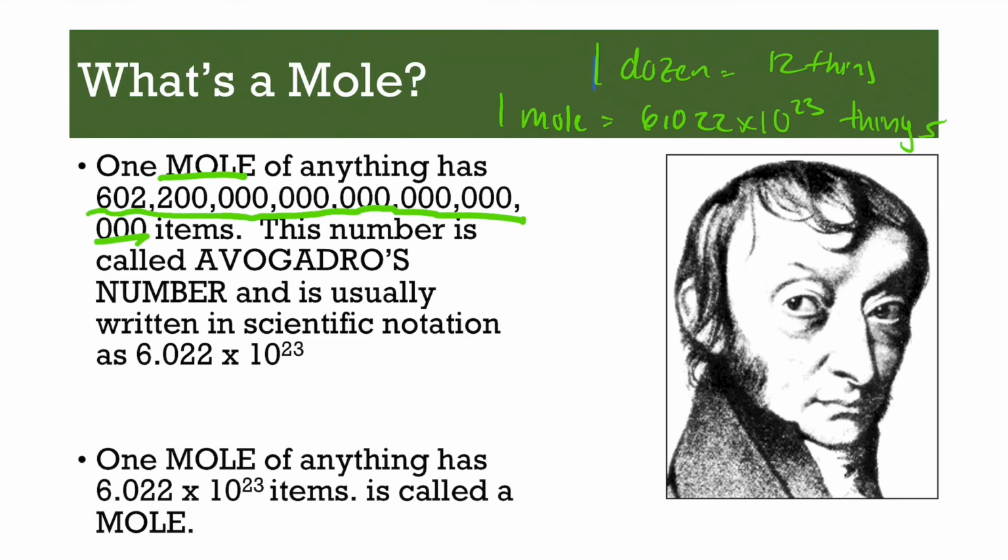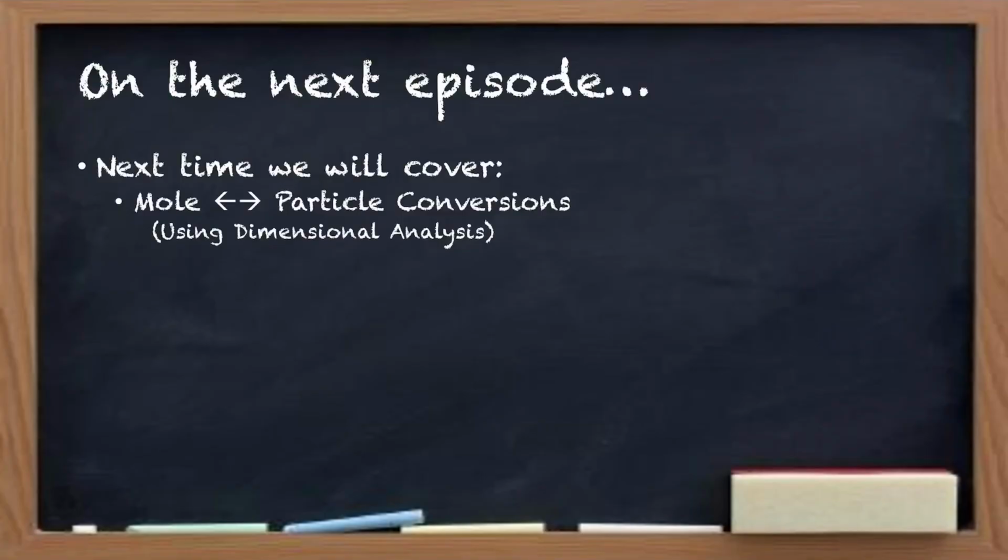So it's like 1 dozen is 12 things. 1 mole is 6.022 times 10 to the 23 things. And so, fun fact, October 23rd is Mole Day that people like to celebrate. So there's that. In the next video, we'll talk about using this number in our conversions. So this number is a lot scarier than 4 things in 1 owl, but it works the same way.